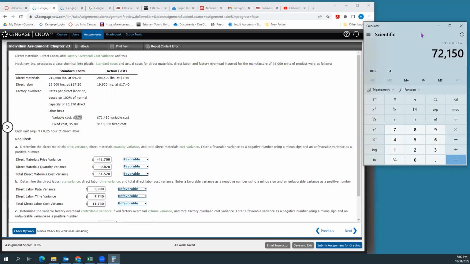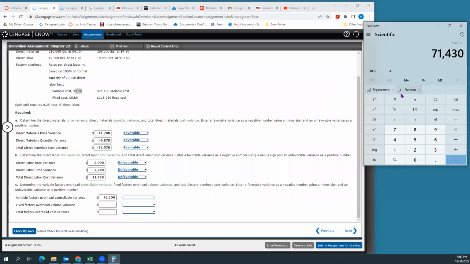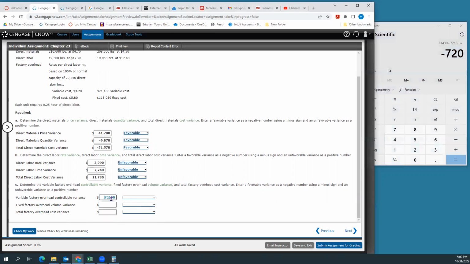We actually spent 71,430. So 71,430 minus, now I just forgot what it was. So that's okay. It was 72,150. That is going to be our variance. Okay. So minus 720. So that's a favorable variance.